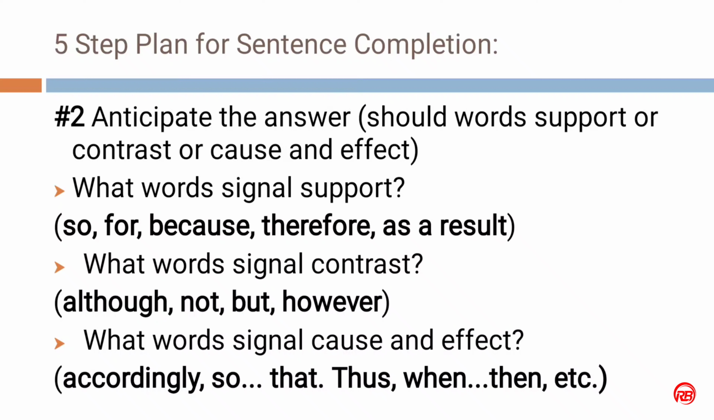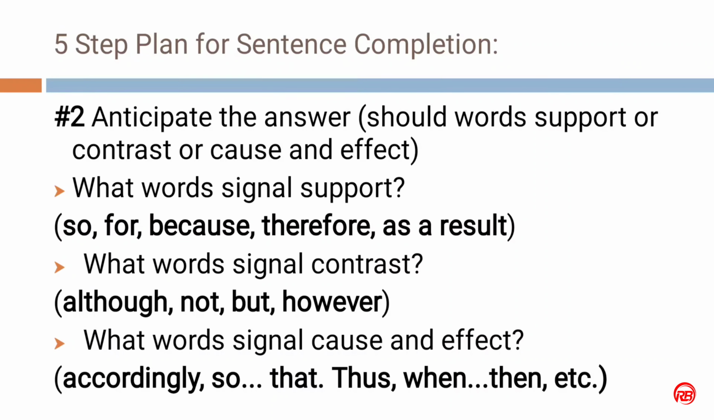And the second step is anticipate the answer. Should words support or contrast or cause an effect? So we have to guess what will be the answer. The given sentence will have supporting ideas or contrasting ideas, sometimes cause and effect. So what words signal support? Here I have given you a few words. So for, because, therefore, as a result, these are all support signals.